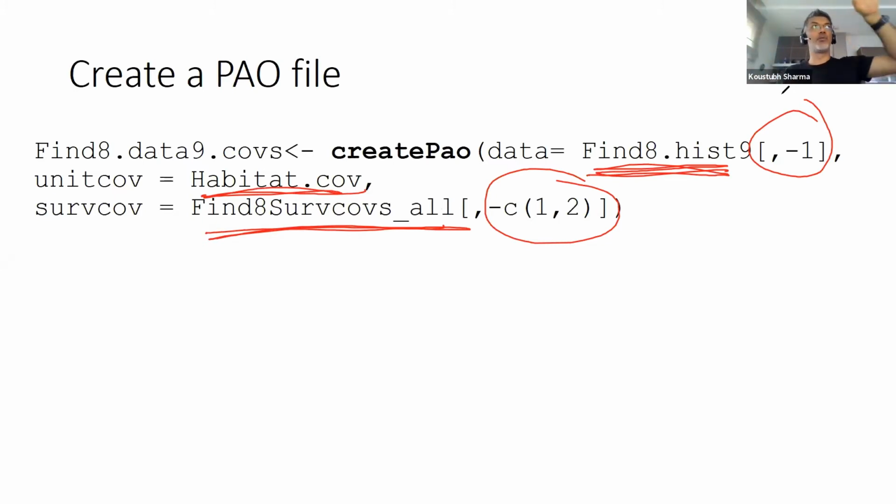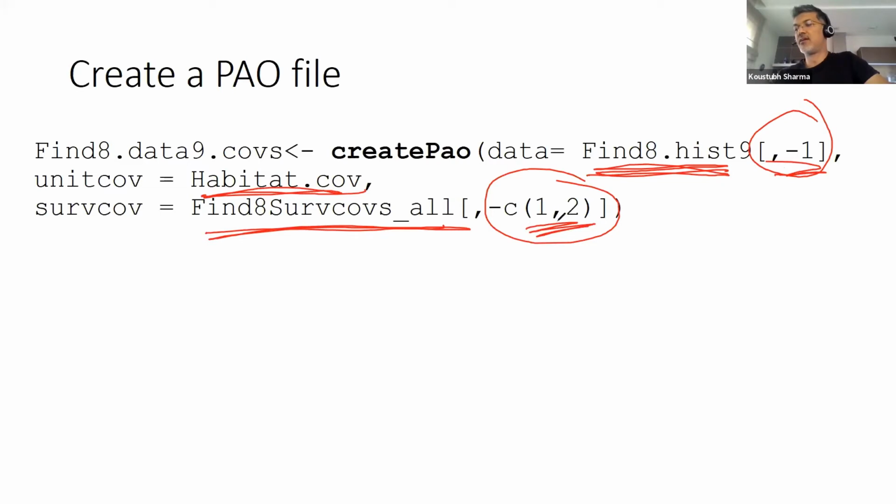So it assumes that your unit covariates or the site covariates are organized in the same sequence in which your detection data is, and that your detection history corresponds exactly to how your survey covariates are. So as long as your data is in the right order, you will not have any problems. All you need to do is remove redundant columns, because they're not used in the analysis. So that's the only one key step that I have done.